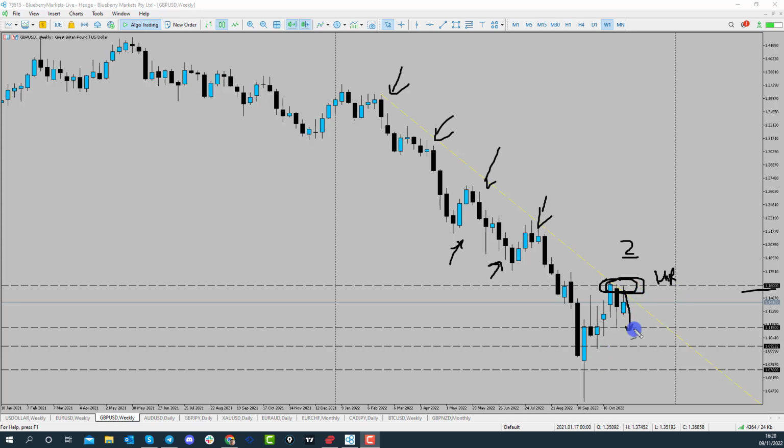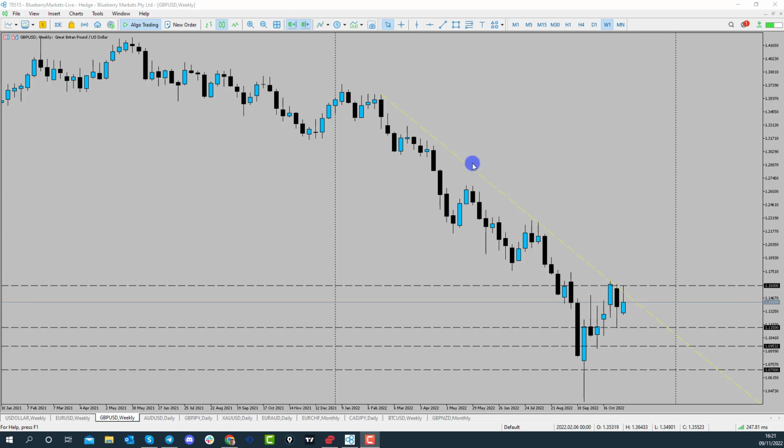Now, if price is going to push back to the downside, there are a couple of key levels it could push back to. We could push back to the 111.50 handle, or it could push to the 109.53 handle, which are these previous lows.